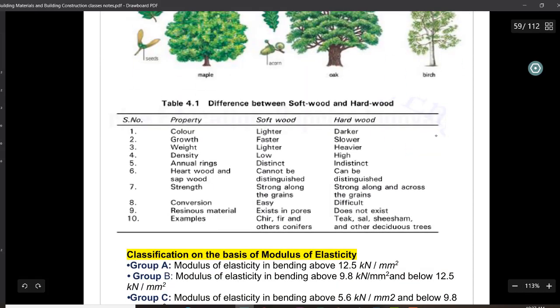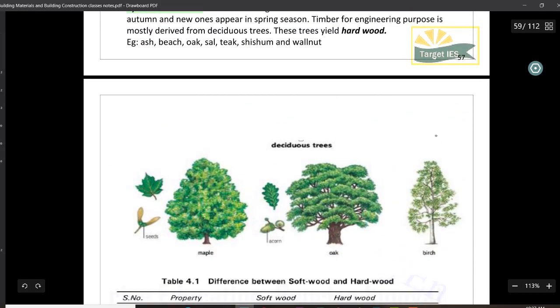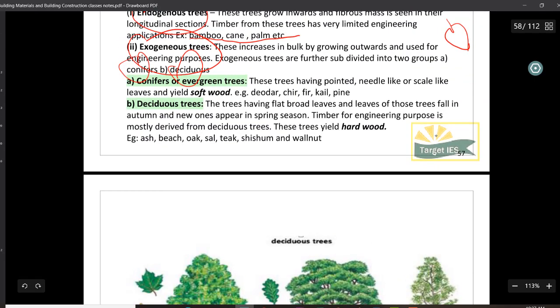No, this is actually a deciduous tree. You might have seen trees like this, right? They are cone type. They are conifer trees, for example deodar, chir, fir, kail and pine trees.